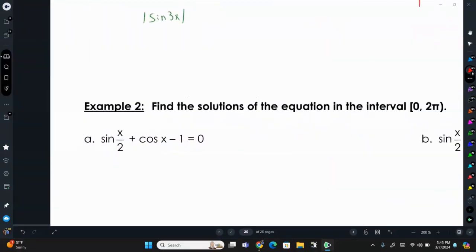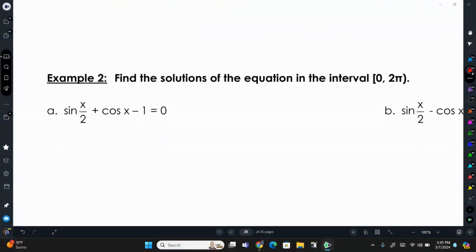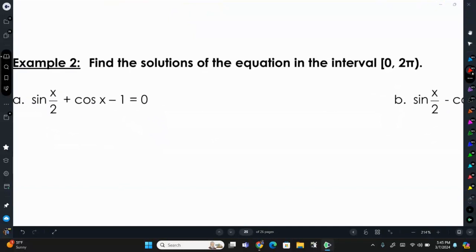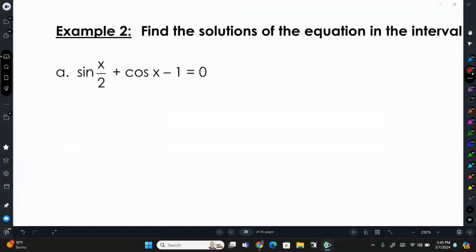So example number 2, we're going to find the solution of the equation in the interval 0 to 2 pi, like it's always been 0 to 2 pi. We must have the same angle to solve equations. Here, sine of x over 2 plus cosine x minus 1 equals 0. Those don't have the same angles. So we're going to have to get those angles to be the same.